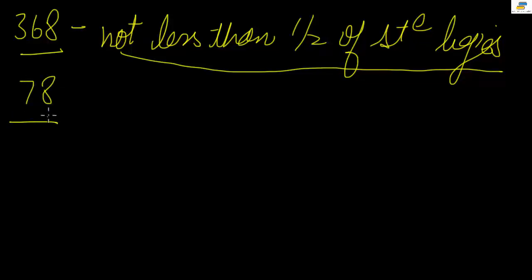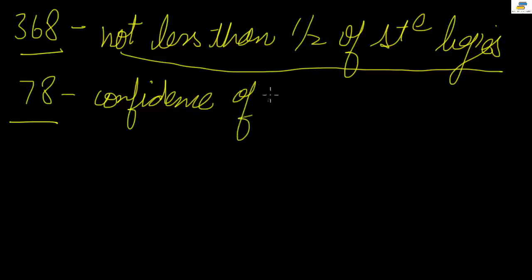Or let's take another case, article 78. It says that the council of ministers is responsible to the Lok Sabha. Now the constitution doesn't say what majority the council of ministers shall have. It just says it should have the confidence of Lok Sabha. The word used over there is the confidence of Lok Sabha. When we say the confidence of Lok Sabha, this also just means the simple majority.